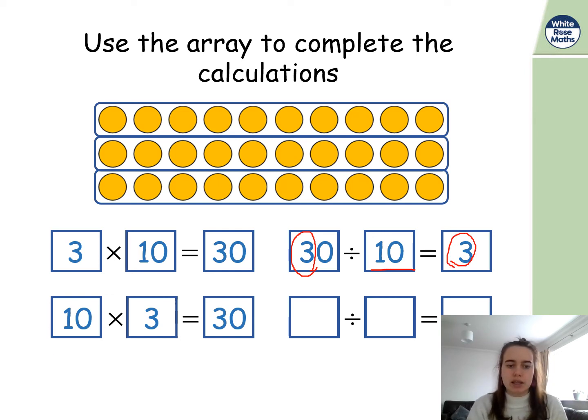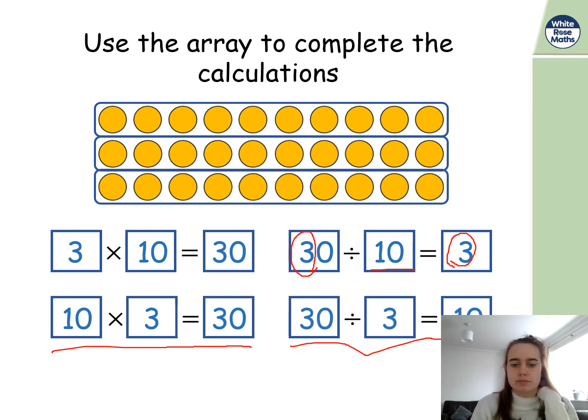So now using this multiplication number sentence, what do you think this division number sentence might be? We can, of course, have 30 divided by 3 equals 10. So notice this time, when you're dividing a number that is a multiple of 10, so 10, 20, 30, 40, 50, 60, 70, 80, 90, 100, if you're dividing it by the same amount of ones, it just gives you 10. So 70 divided by 7 would equal 10. 80 divided by 8 would equal 10. 50 divided by 5 would equal 10.